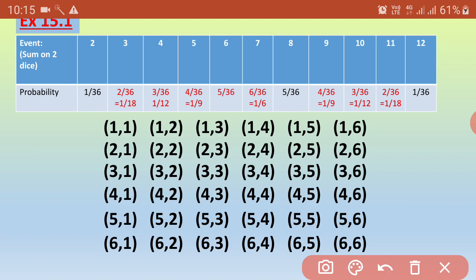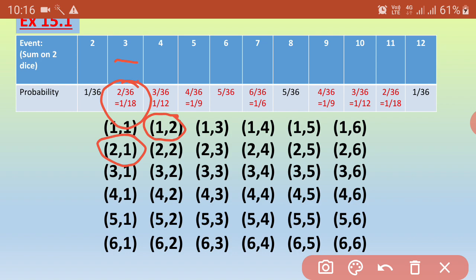So, if we now want to find out the sum to be 3, we have to find out the numbers wherein we are getting the sum as 3. So 1 plus 2 is 3 and 2 plus 1 is again 3. So there are 2 chances out of a total of 36 chances. So the probability here comes out to be 2 by 36, which can be reduced to 1 upon 18. This is how we have to try and solve all the examples.